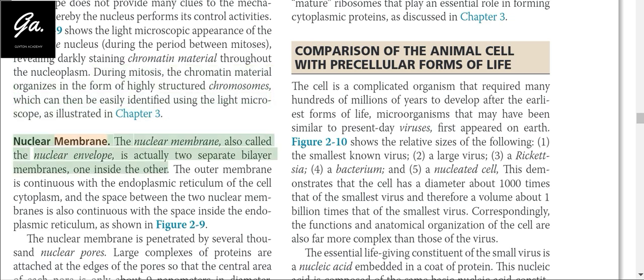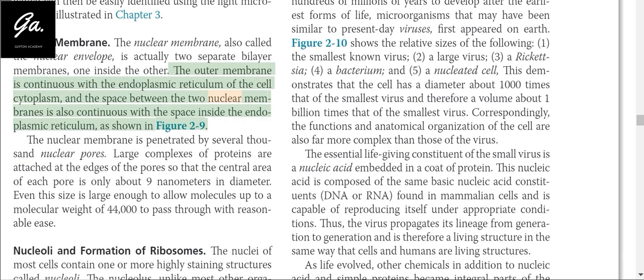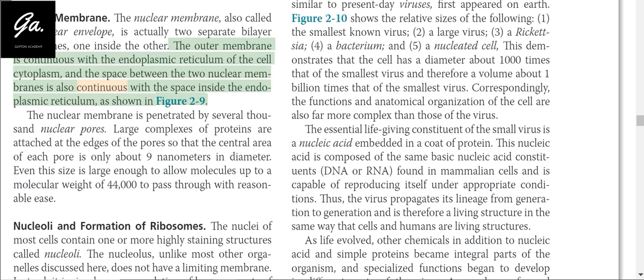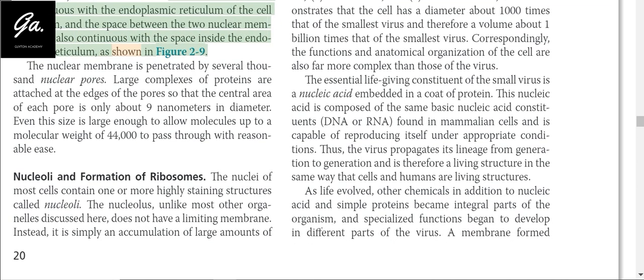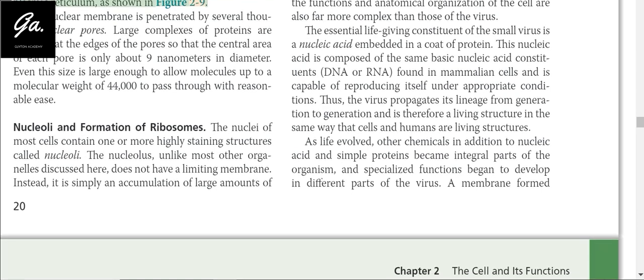Nuclear membrane. The nuclear membrane, also called the nuclear envelope, is actually two separate bilayer membranes, one inside the other. The outer membrane is continuous with the endoplasmic reticulum of the cell cytoplasm, and the space between the two nuclear membranes is also continuous with the space inside the endoplasmic reticulum, as shown in Figure 2-9.